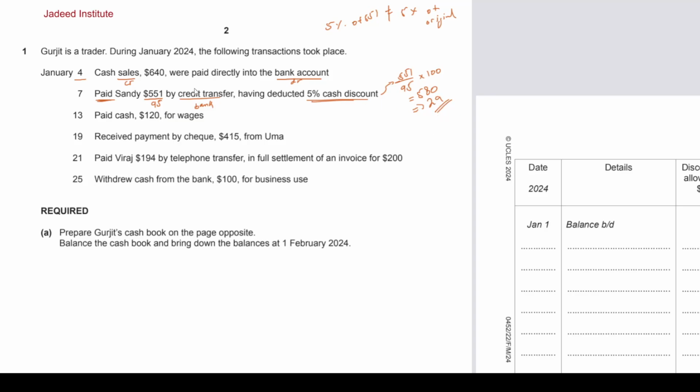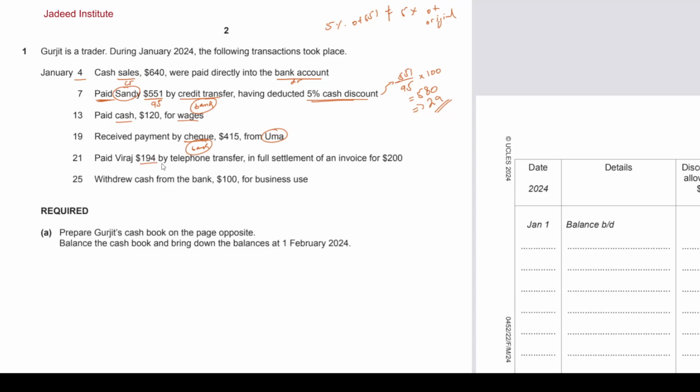Okay. So next one. Paid cash, $120 for wages. Two things are involved. Oh, by the way, here we have Sandy and bank. Two things involved, right? Double entry. Duality, we know that. Paid cash, $120 for wages. Very simple, free marks. So cash credit, it's being paid. Wages debit, their expenses. Receive payment by check, that means bank. Okay, one thing there. From UMA. So that's another account involved. So we can deal with that easy.